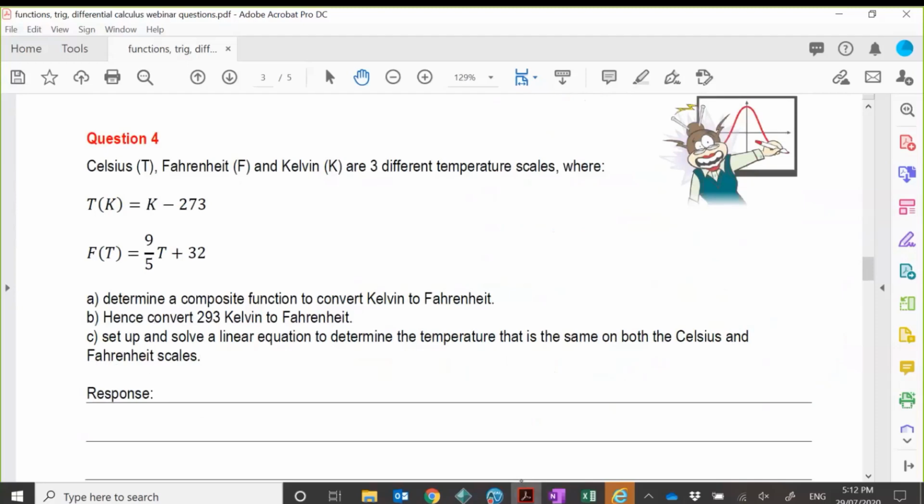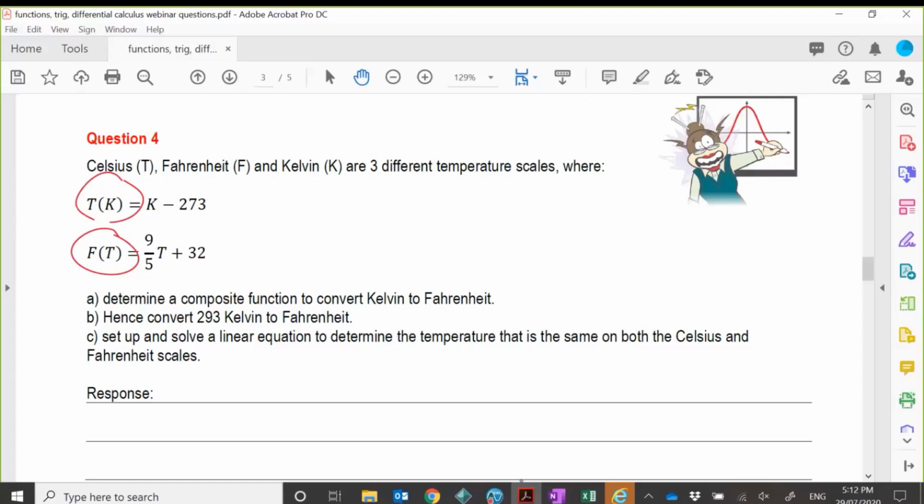Question 4. What we've got here are some functions. We've got Celsius, and they're using the letter T to represent Celsius. Fahrenheit, F, and Kelvin, K, are 3 different temperature scales. And they're giving you the functions there. So this first function, TK, is for Celsius in terms of Kelvin. You've got the Celsius function in terms of Kelvin. Then the second function is the Fahrenheit scale in terms of Celsius. T is your Celsius. So you've got 2 different equations there.